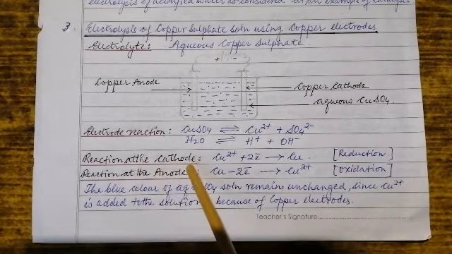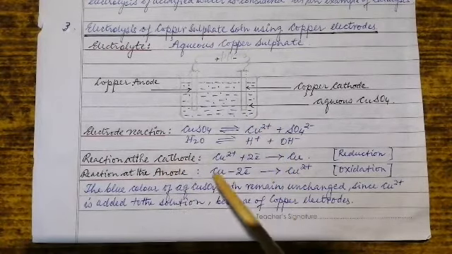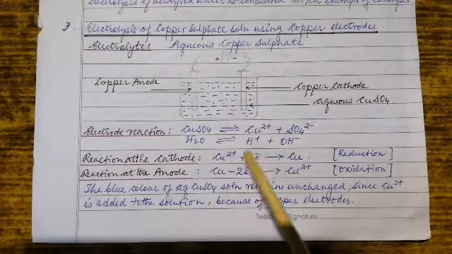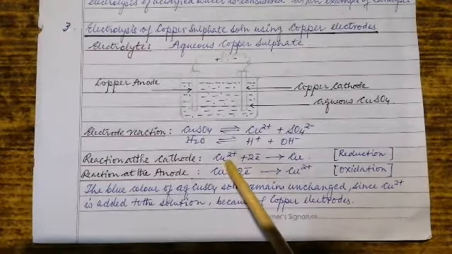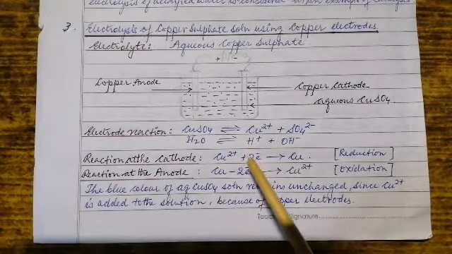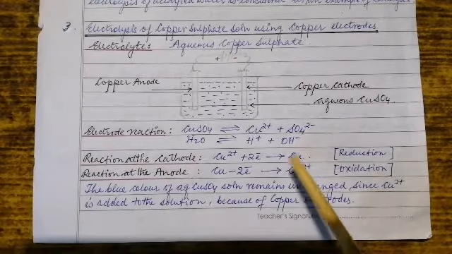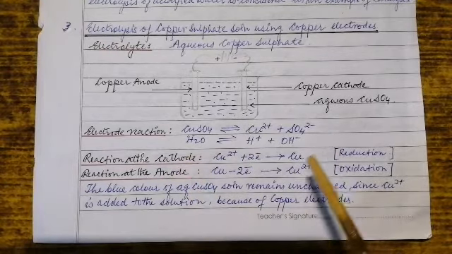Reaction taking place at the cathode. Cathode is negatively charged, so the positively charged ions, cupric ions and hydrogen ions, migrate towards the cathode. However, only one will get discharged, and that is cupric ions. Why? Because it lies below hydrogen in the reactivity series. So cupric ion gains 2 electrons from the cathode and gets discharged. So brownish red copper metal is deposited on the surface of the cathode.